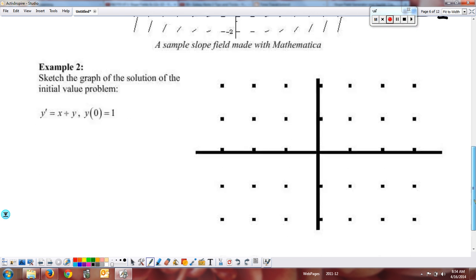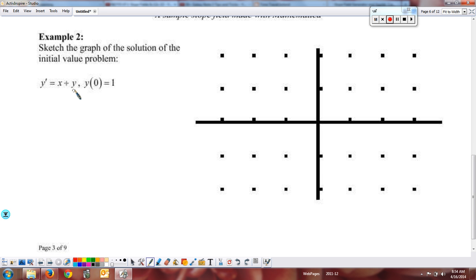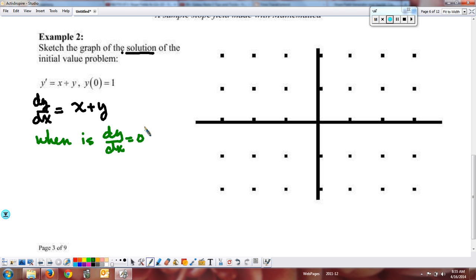All right, let's take a look at example 2. We want to sketch the graph of the solution to the initial value problem. I'm going to go ahead and change this. Remember, y prime is the same as dy/dx. And so now notice that our slope is not a function of x only, it's a function of both x and y. Now we could just start plugging and chugging with points, but we're going to do this in a more organized fashion. The first thing I would think about if I was graphing is when is the slope dy/dx equal to 0? I would ask myself that question. And in this case, it's fairly simple.